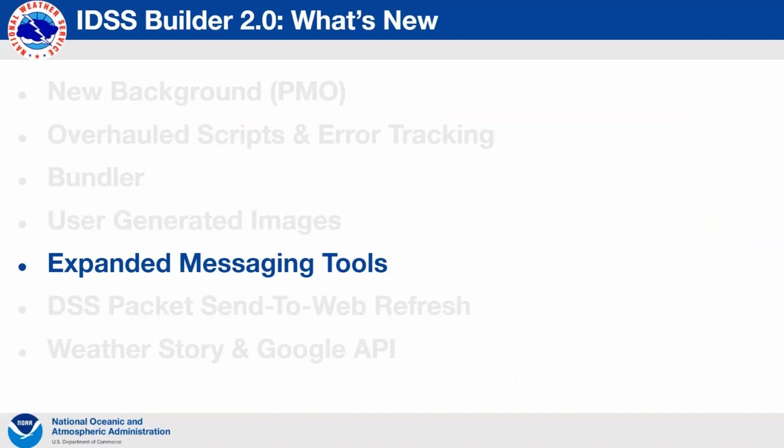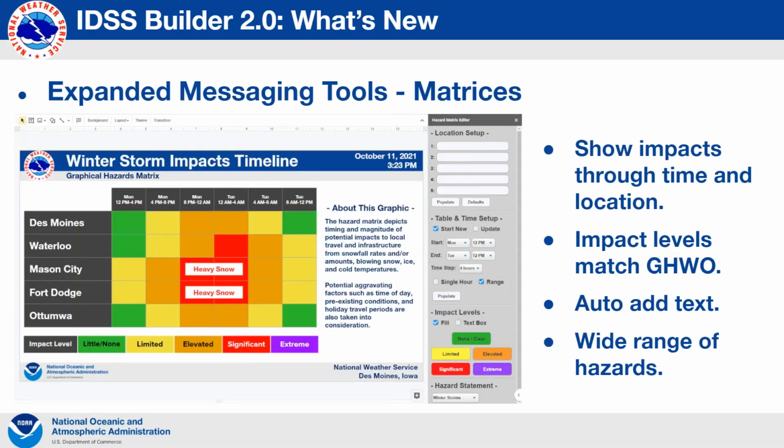All right, next we'll move on to some of the expanded messaging tools, which are completely user-driven from start to finish, but leverage GUIs and background scripting to quickly reach a finished product. So the graphical hazards matrix is still in there. It is designed to show the magnitude of impacts through time and location. Some functionality was added to this, most notably our hazard statements for much more than just winter weather. So there's a drop-down menu in the sidebar GUI that can load in severe weather, fire weather, extreme cold, etc. wording into your slide.